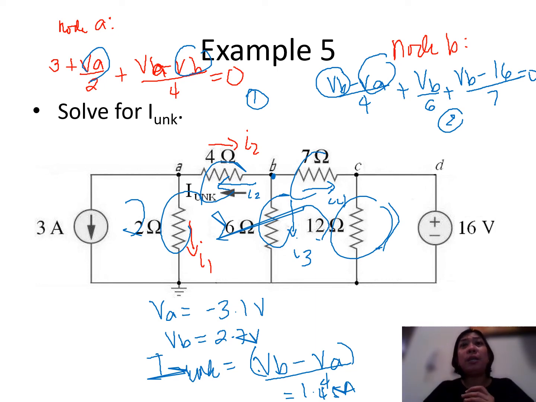So you really have to analyze in a certain circuit what will be the best approach, what will be the best solution for that specific circuit. The best approach will be the one which needs fewer equations so that you can solve for the unknowns in that specific circuit. Okay?